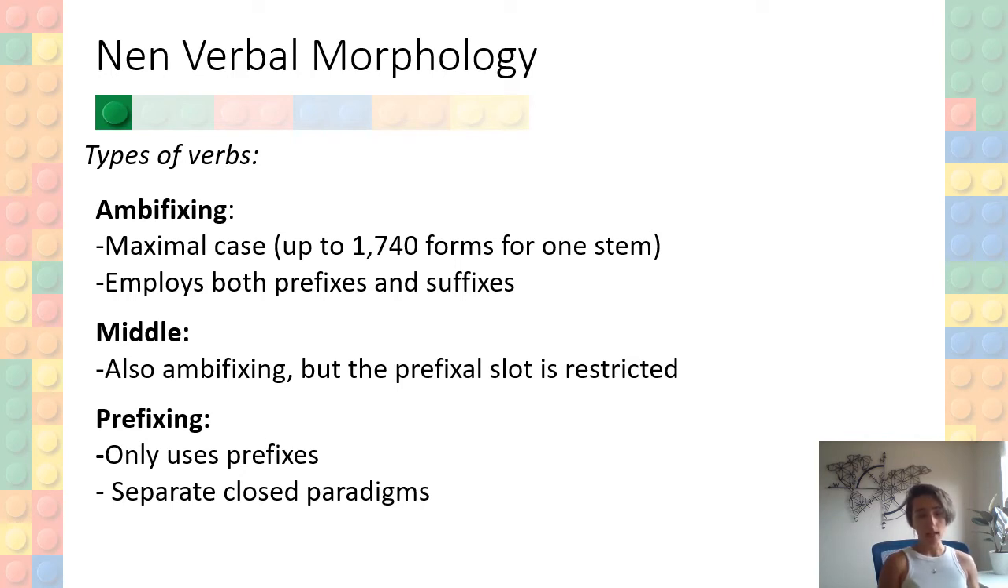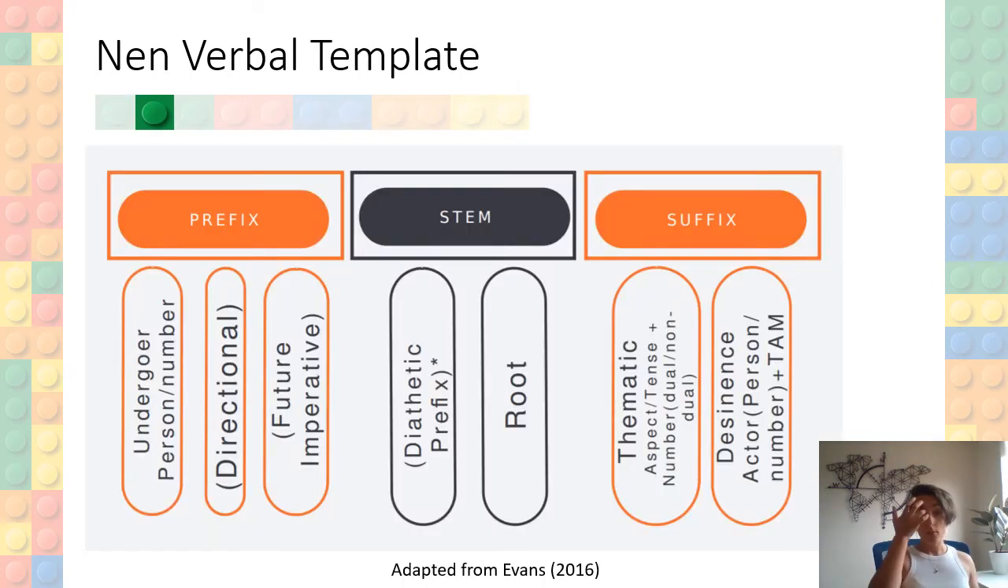verb. And lastly, we have prefixing verbs, which only utilize prefixes and have their own separate closed paradigms, and these are basically determined through semantics. So the most common prefixing verb is the copula. Here we show an overview of the verbal template.